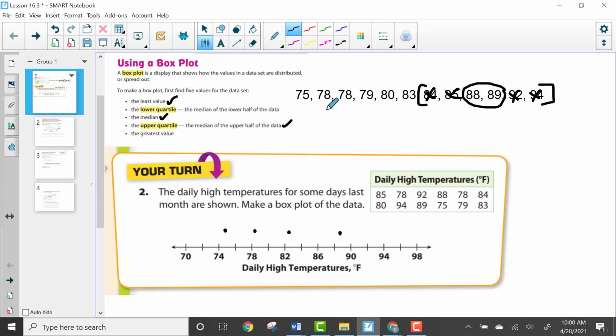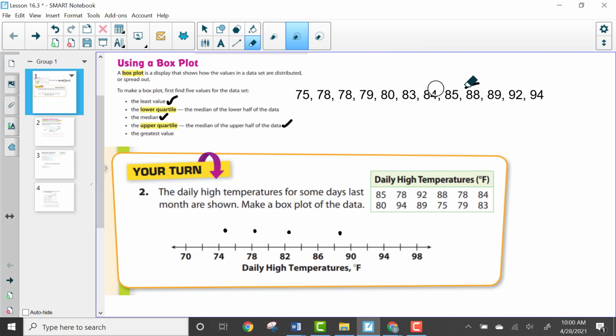And then finally, the greatest value, which is not difficult. You just take a look at your data set, and that's the highest number that you have, and that is 94. So we'll put our point right here.